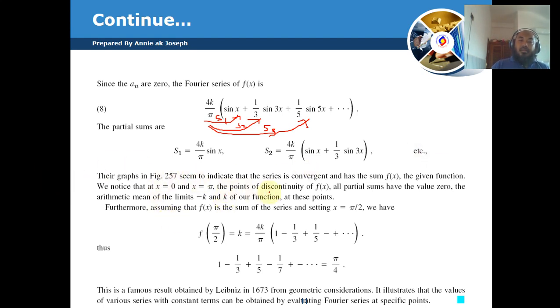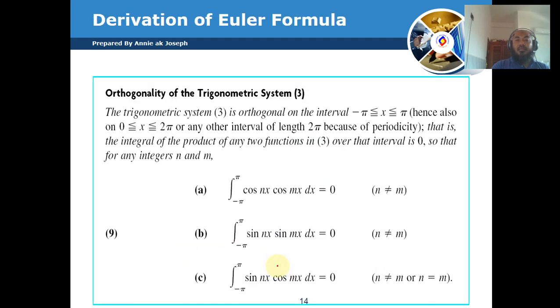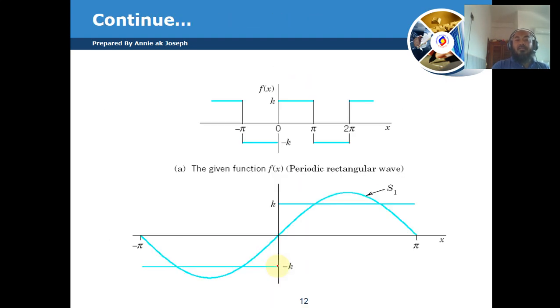This graph indicates the convergence of the series. Okay, furthermore, assuming that f(x) is the sum of the series and setting x equal to pi divided by 2, we have f(pi/2) equal to k, which equals 4k over pi times this series. So this becomes 1 minus 1/3 plus 1/5 minus etc. The whole thing is equal to pi divided by 4. Okay, so this result is from our Fourier series.